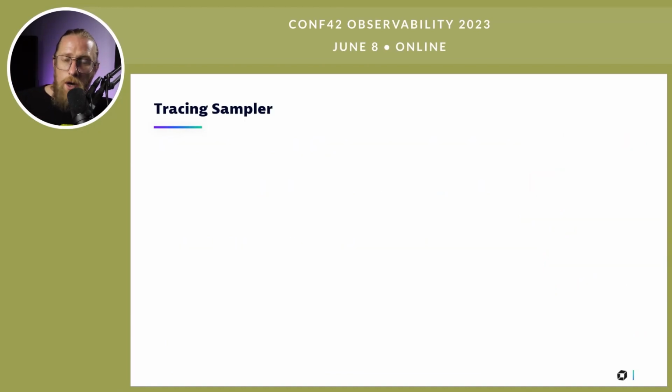Tracing sampling, what is it? Well, we want to determine how much data we want to send to the observability backend. Of course, we can send 100%, but that will be quite expensive at the end. So we need to sample and decide how we want to sample.